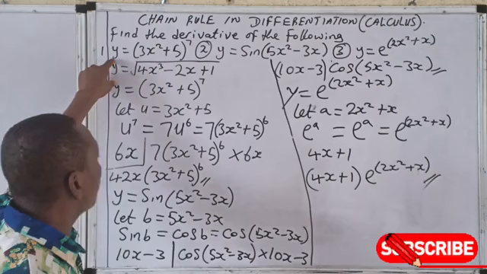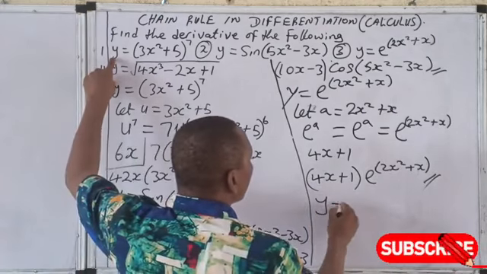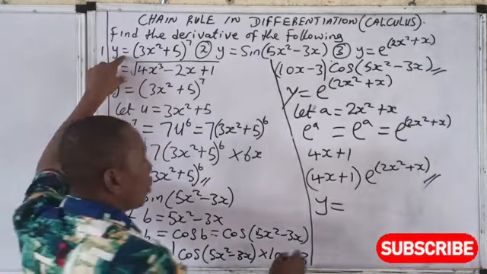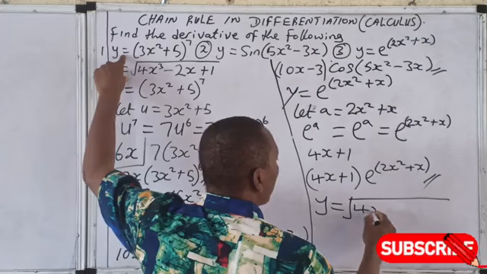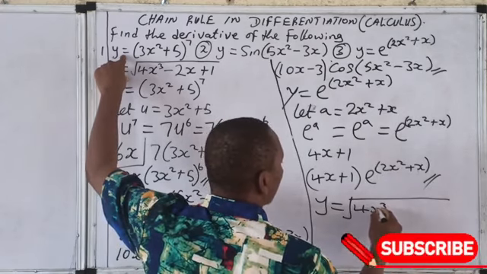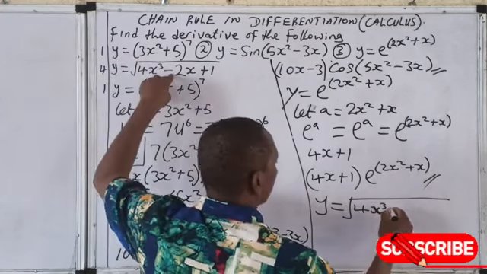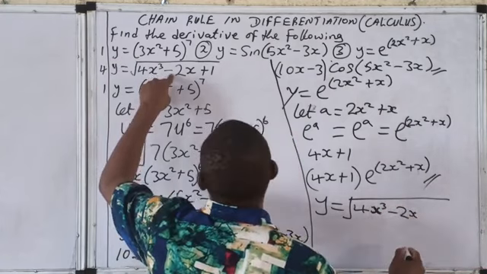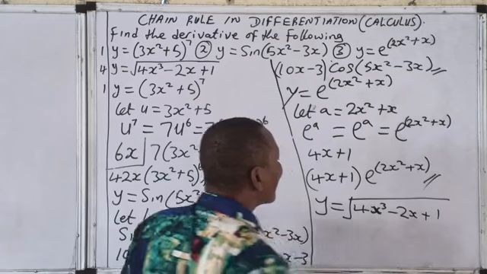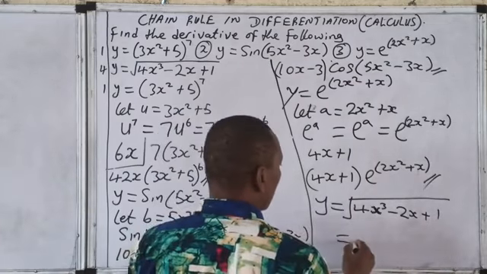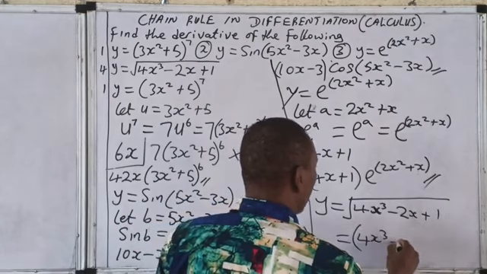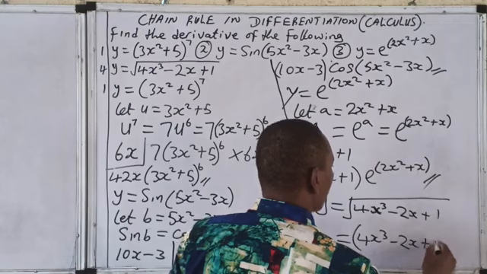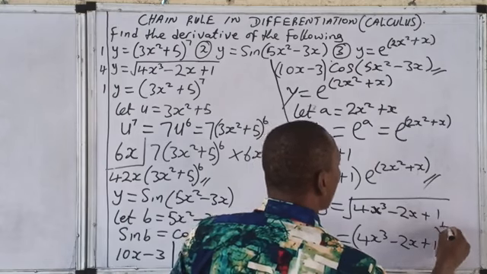Now the last one is y. I will give you this as assignment, but I will direct you how to solve it. All right? So 4x raised to power 3 minus 2x plus 1. This is the same thing as 4x raised to power 3 minus 2x plus 1, all raised to power 1 over 2.